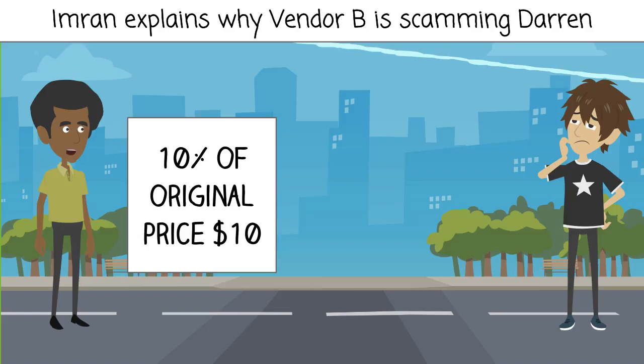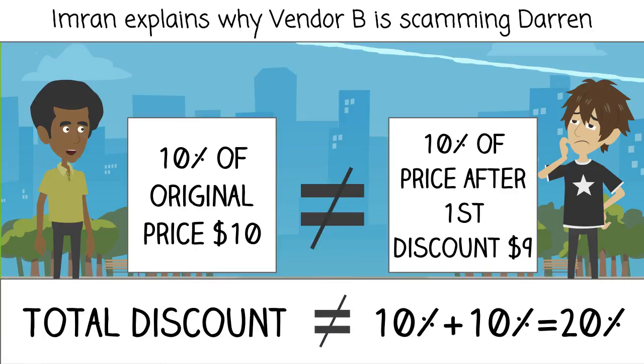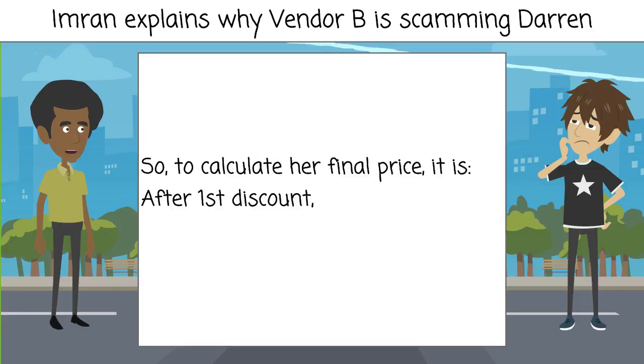You see, 10% of the original price of $10 is not equal to 10% of the price after the first discount, which is $9. So you cannot anyhow add the discounts and say the total discount is 10% plus 10% equals 20% off the original price. So, this is how to calculate the final price of the rose sold by vendor B.